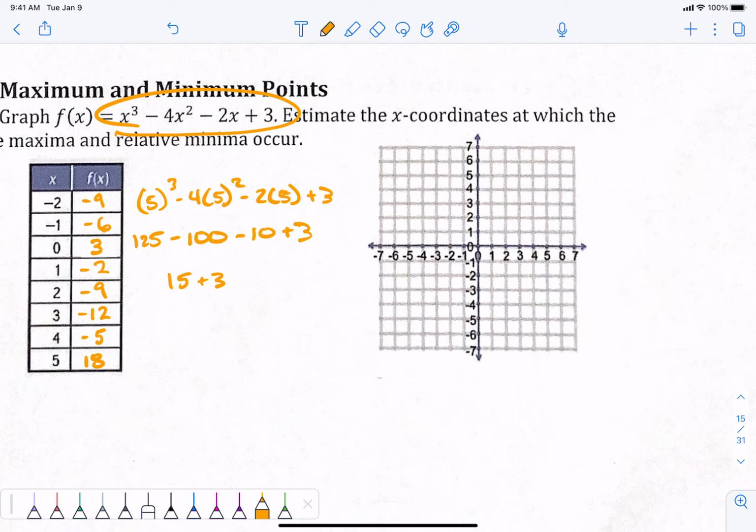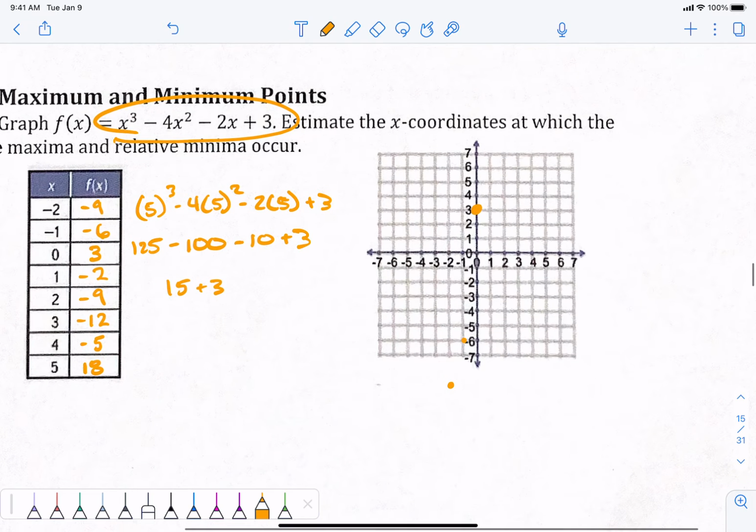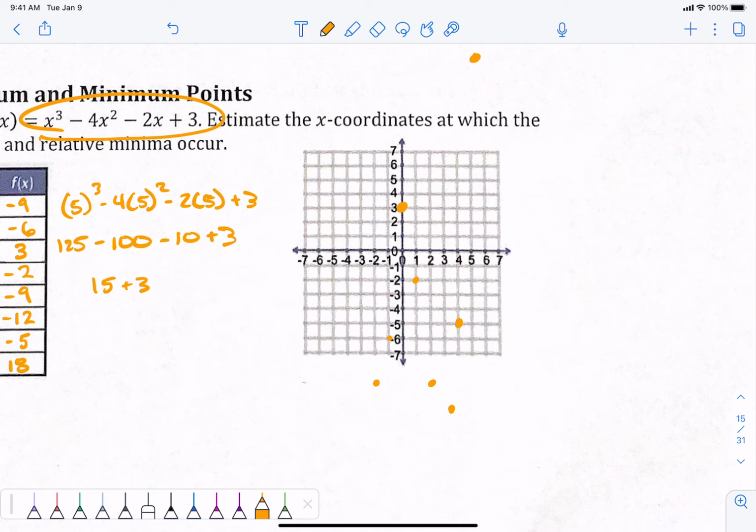-2 is at -9. -1's at -6. 0's at 3. Wow, we got some weird things going on here. 1's at -2. 2's at -9. Holy cow. 3's at -12. I'm just guesstimating where these are located. 4 is at -5, and 5 is at 18, all the way up here. What in the heck? We have stuff everywhere.